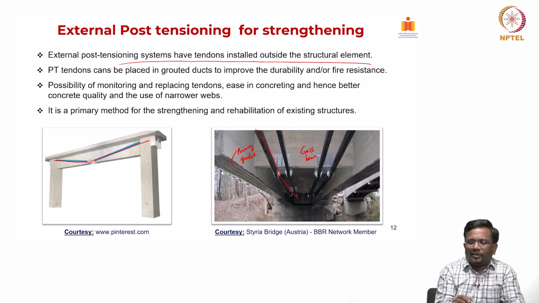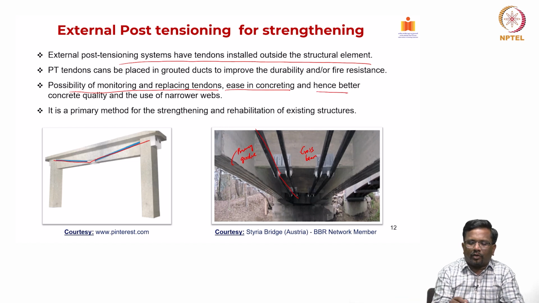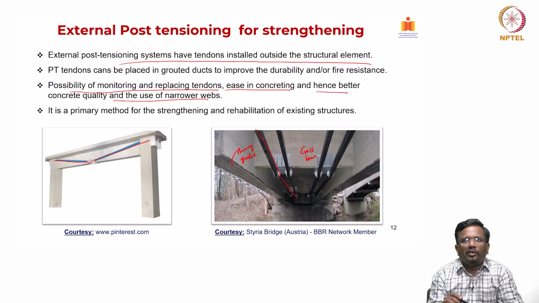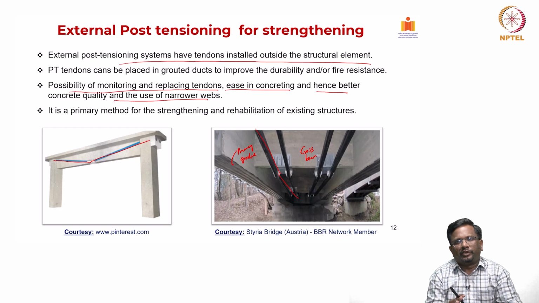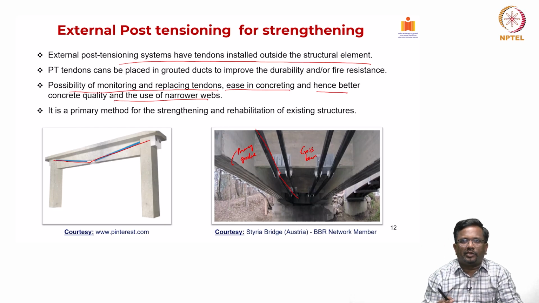And because it is external, we have the possibility of monitoring and replacing the tendons, and we can also have ease in concreting, and so we end up with better concrete quality, and we can also use narrower webs. And as we have discussed, it is the primary method for strengthening and rehabilitation of existing structures, particularly those which have problems both with deflection and strength, right. Because it is an active system, it can help in reducing the deflection significantly.